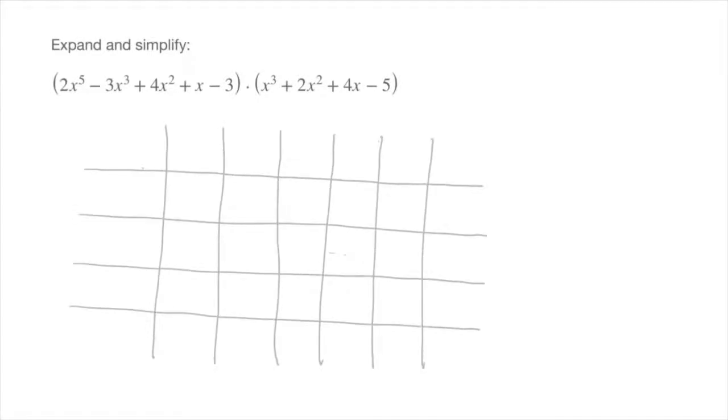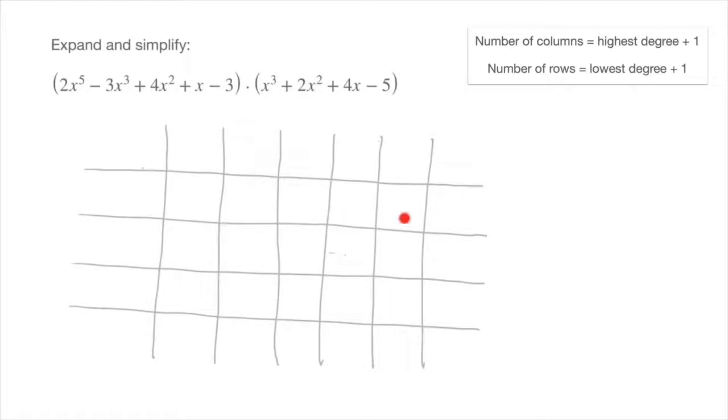As I said a few seconds ago, this first polynomial is of degree 5, and this second polynomial is of degree 3. So what I'm going to do is construct a two-way table with 5 plus 1 columns and 3 plus 1 rows. Something looking like this. Okay, so we now see that we have a two-way table with 1, 2, 3, 4, 5, 6 columns, that's 5 plus 1, and 1, 2, 3, 4 rows, that's 3 plus 1.